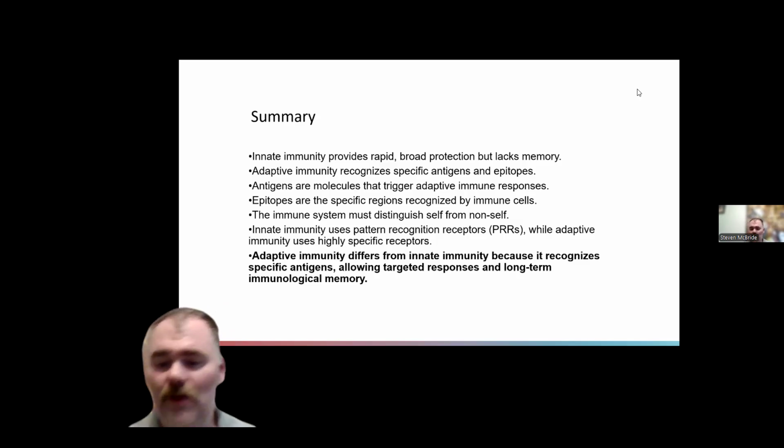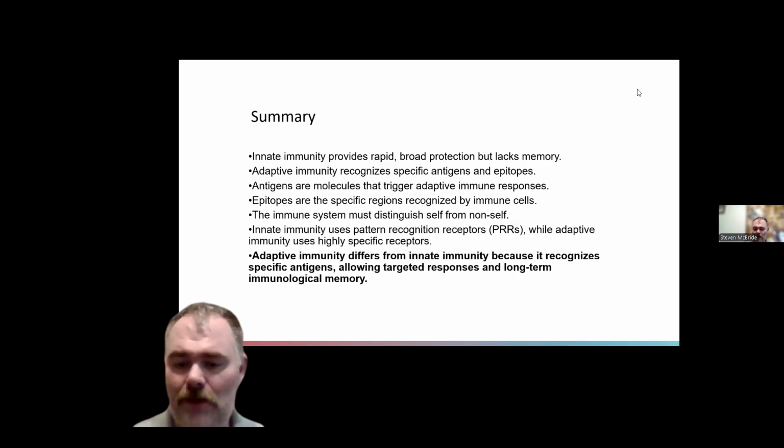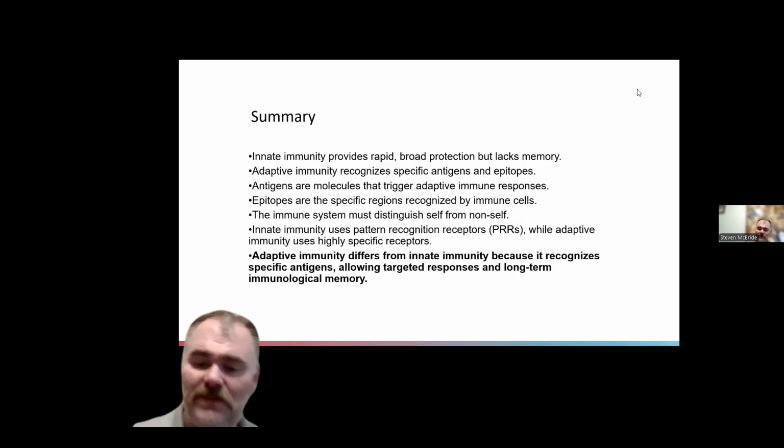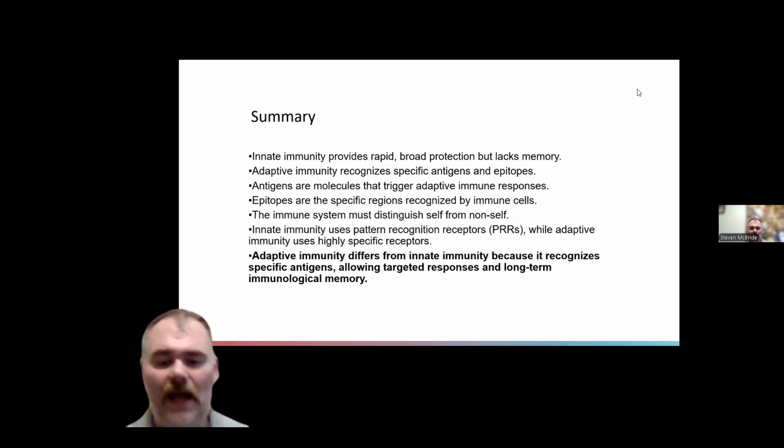In the next lecture, we'll examine the cells responsible for adaptive immunity, B cells and T cells, and see how they generate highly specific immune responses through clonal selection and clonal expansion.